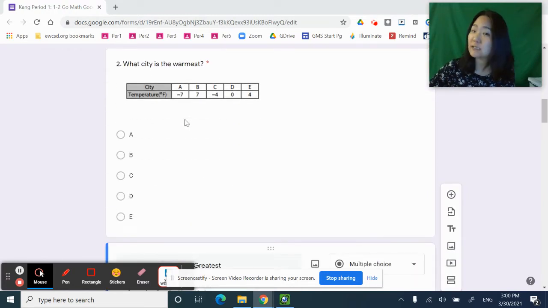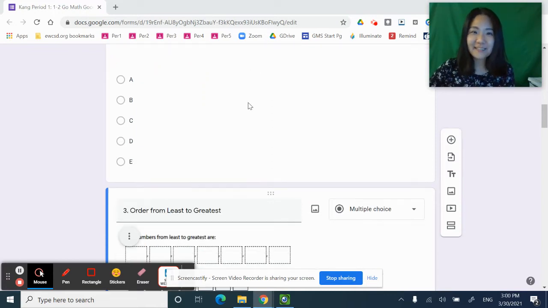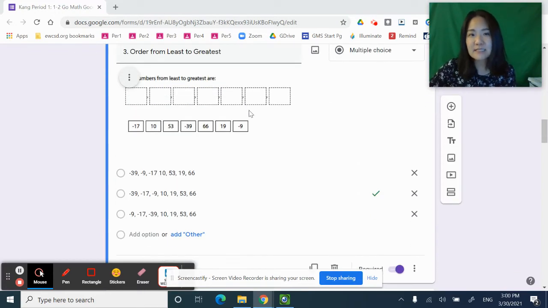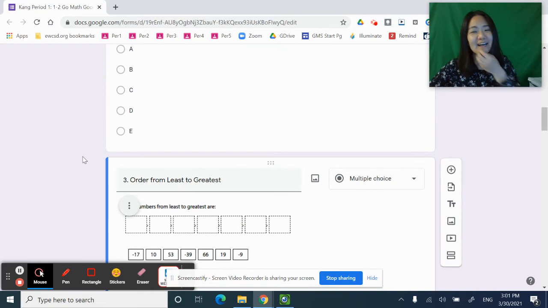Number 2, which city is the warmest? So same choices. Now you're going to look for the integer that is the highest. Okay, so hopefully you'll be able to figure that out. Next one. Number 3 says order the numbers from least to greatest.